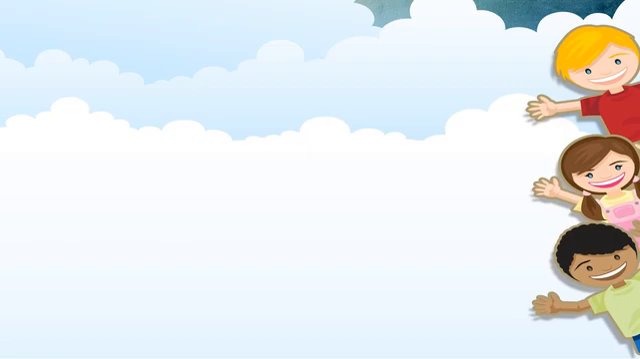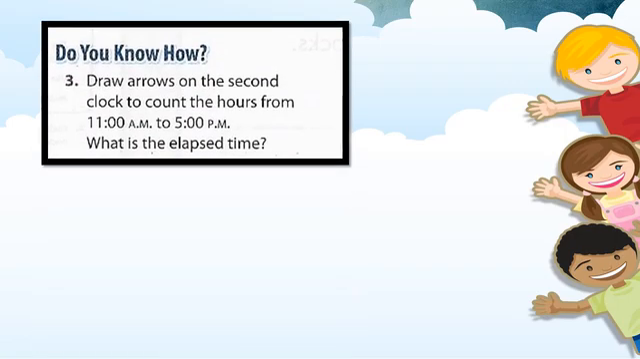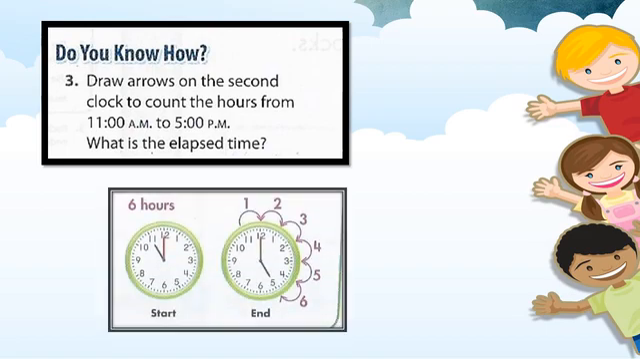Now question number 3. Draw arrows on the second clock to count the hours from 11 a.m. to 5 p.m. What is the elapsed time? Do you have any idea? How many hours passed from 11 in the morning to 5 in the afternoon? It's 6 hours. Very good.